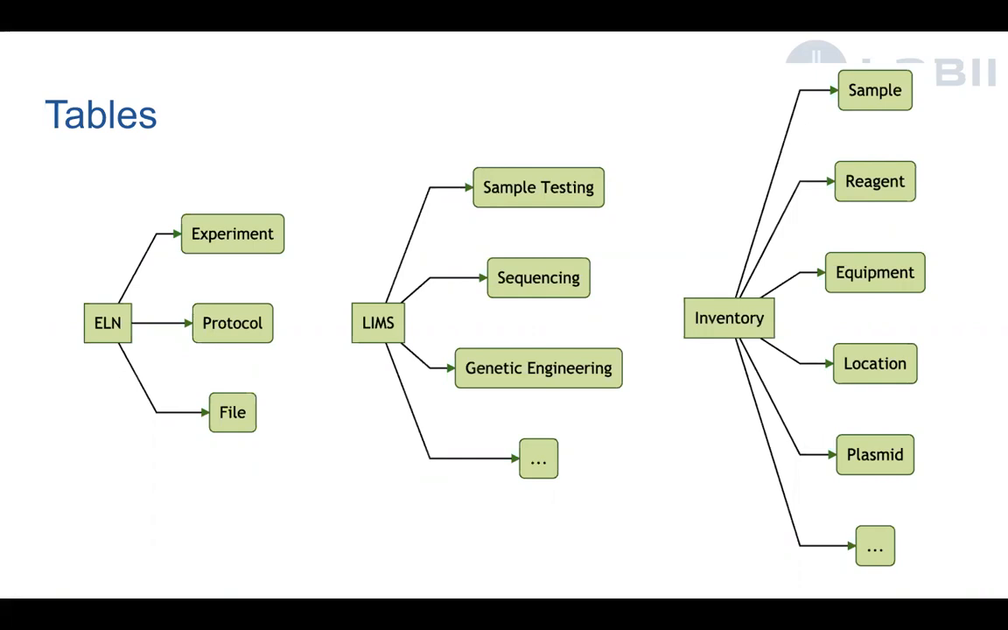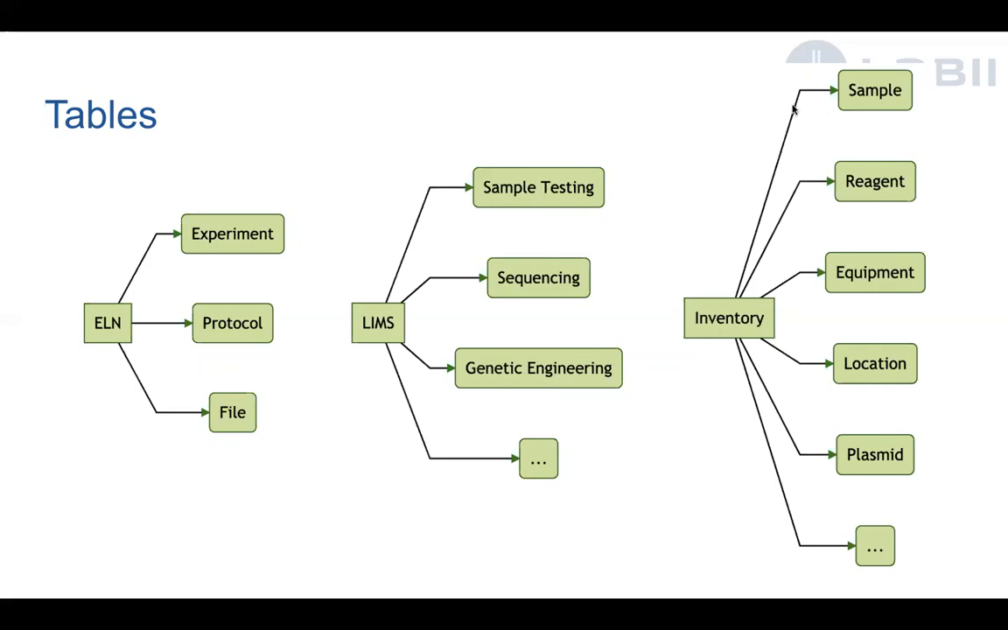Like for example, you can create as many tables as you want. If you have the experiment table, protocol table, and a files table, this will become an ELN. Or if you are trying to do sample testing, sequencing, genetic engineering, like you want to check different kinds of workflow, this will become a LIMS system.